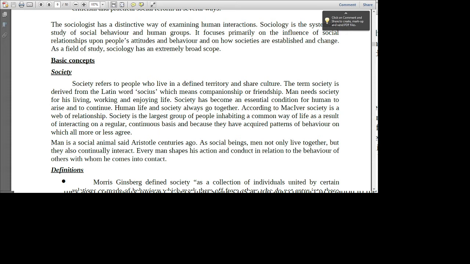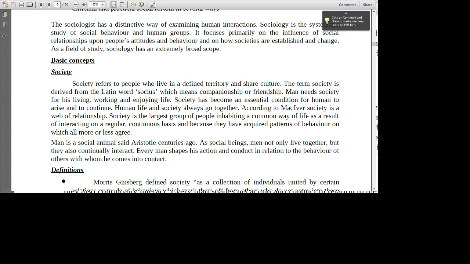succeed. According to MacIver, one of the sociologists, society is defined as a web of social relationships, and society is the largest group of people, as I already mentioned earlier, inhabiting a common way of life as a result of interacting on a regular, continuous basis, and because they have acquired patterns of behavior on which all more or less agree. That means a society which is got together for the purpose of living. That is a major condition for society.